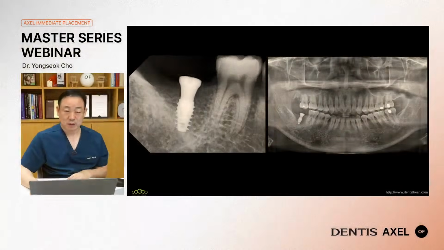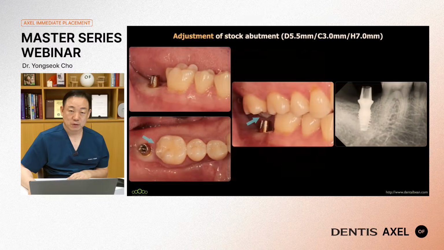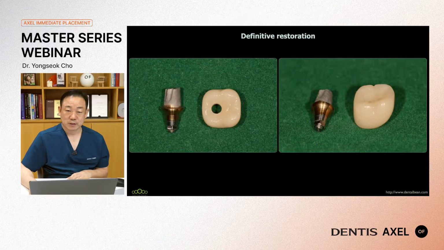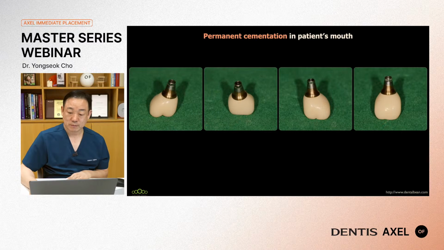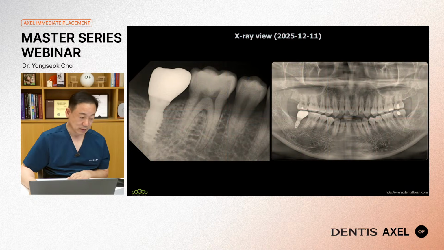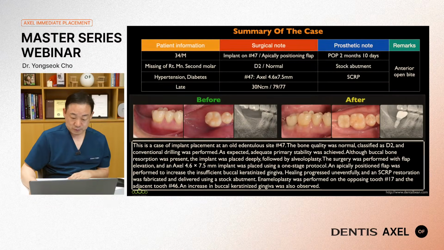Here are the postoperative radiograph images, a well-positioned implant, and 2 months after healing, nice condition. So, using a stock abutment, the final crown was fabricated. We need enameloplasty on the opposing tooth. This is a definitive restoration, and the crown relieved, like this.